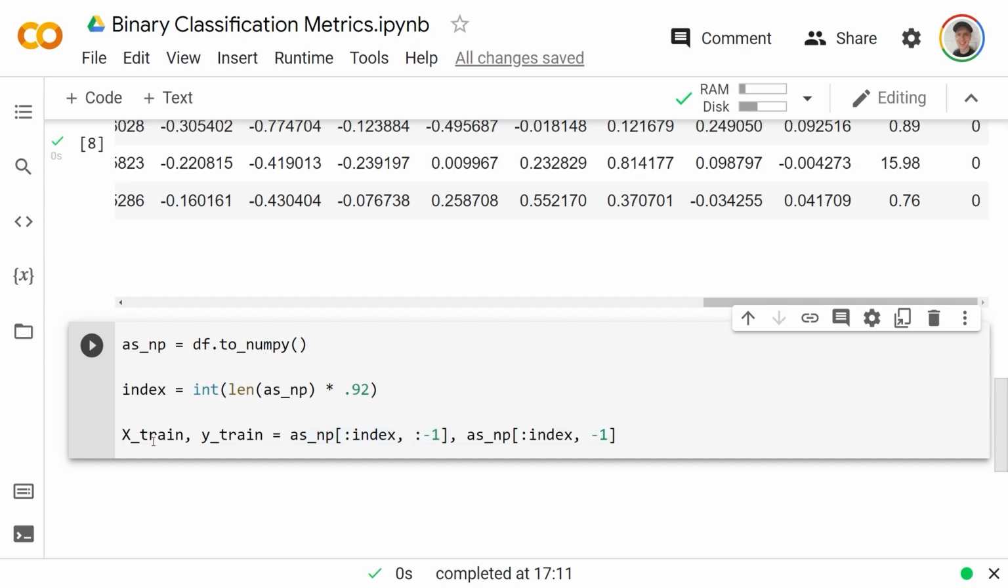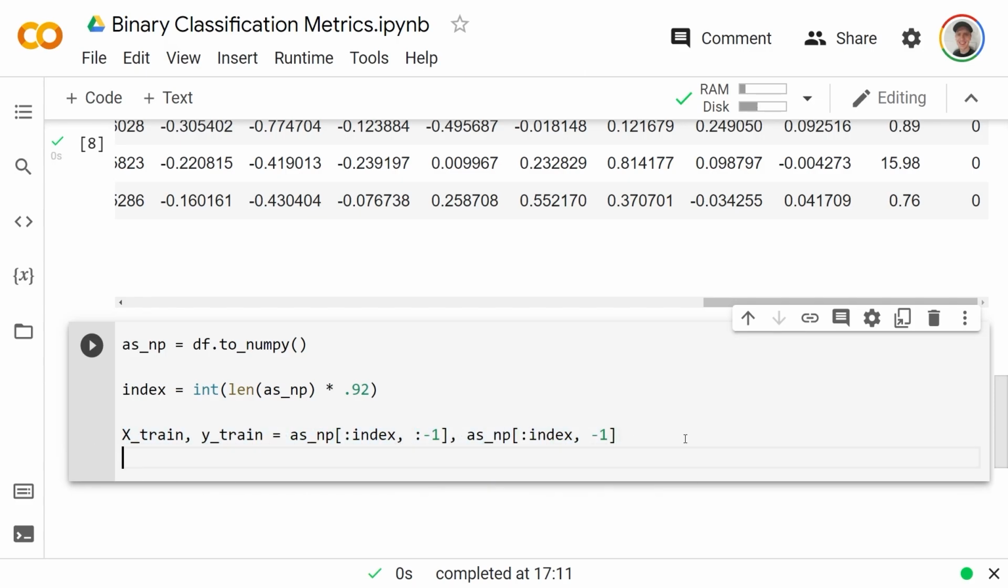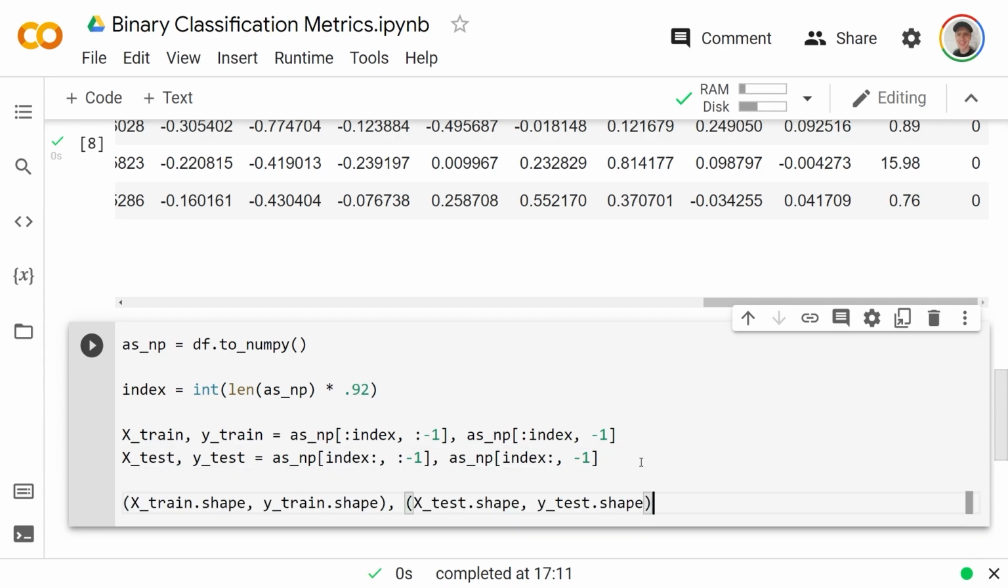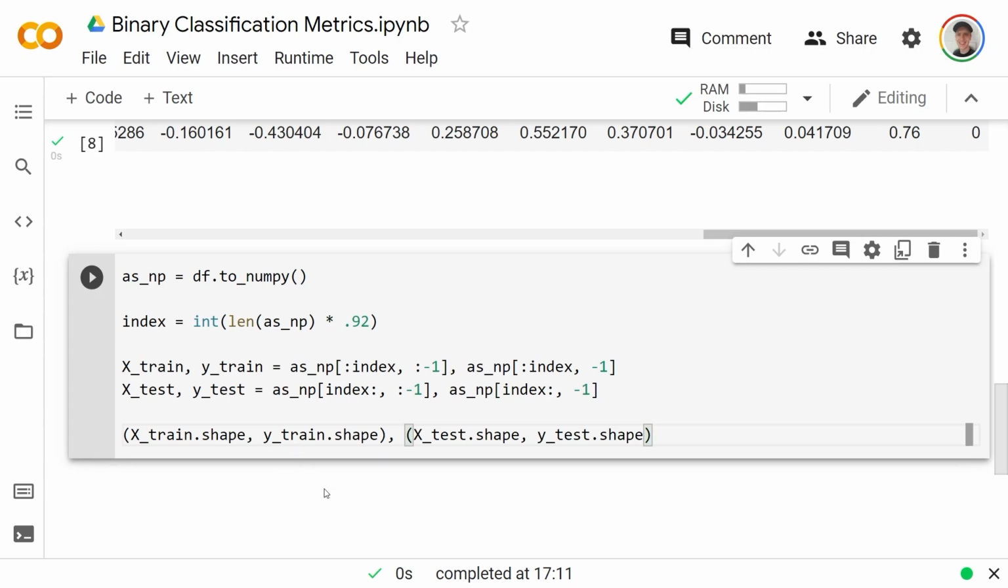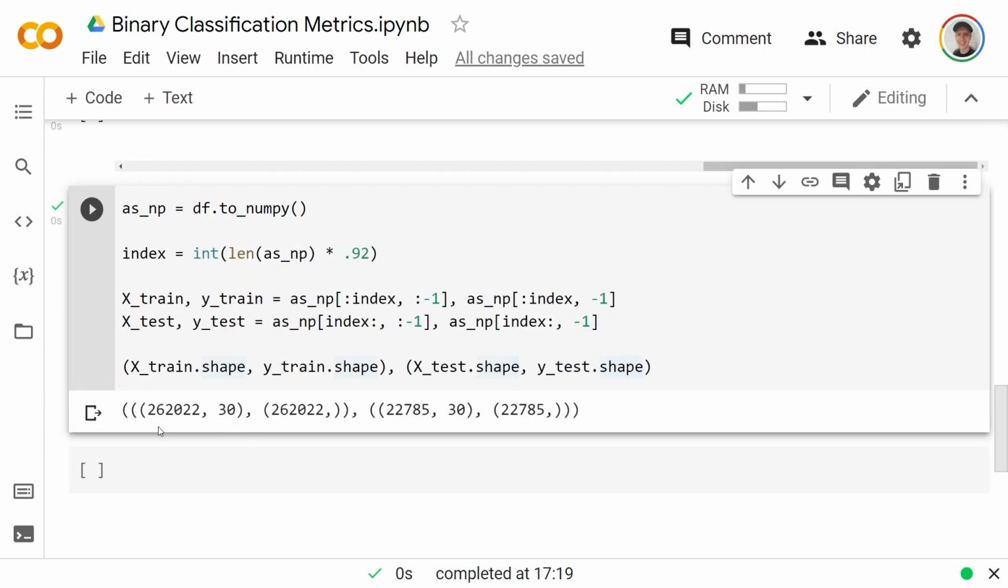Now to get the test input matrix and the test output vector, we're essentially going to copy and paste this line and just move around this colon here from index onward, and same thing over here, x_test and y_test. We can look at the shapes of all of these different arrays. I'm just going to paste this in here. x_train.shape, y_train.shape, x_test.shape, and y_test.shape. We'll see that 262,022 examples fell in the train. For the inputs, we have 30 columns, and for the outputs, we just have whether they're not fraud or fraud. And the same thing for test, except only 22,785 examples.